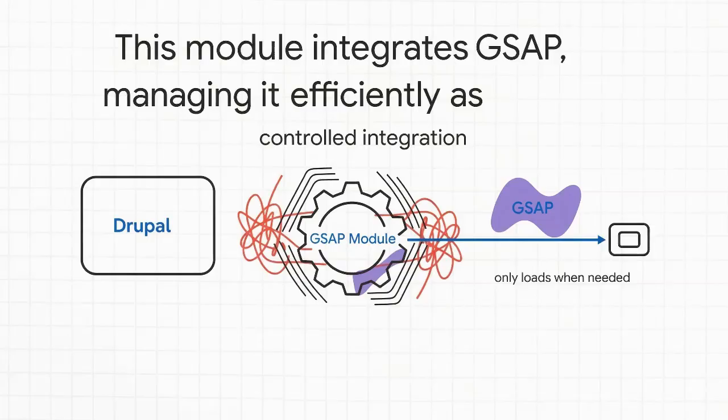And this right here is the key point. The Drupal module does more than just drop the library into your site. It integrates it the correct way. It's an API for your developers, allowing them to manage GSAP as a proper, controlled dependency. And why does that matter? Well, it prevents conflicts and makes sure the animation code only loads exactly when and where it's needed. That's how you get all the benefits without killing your performance.